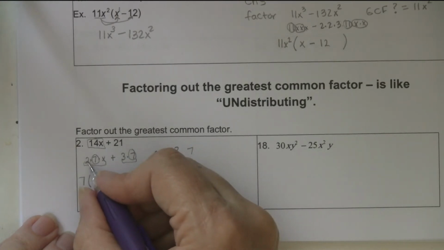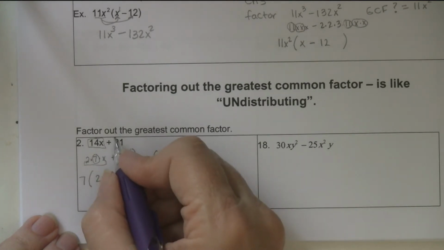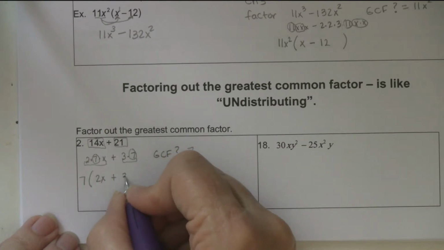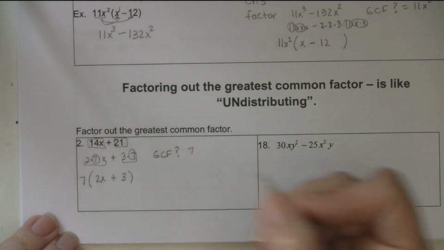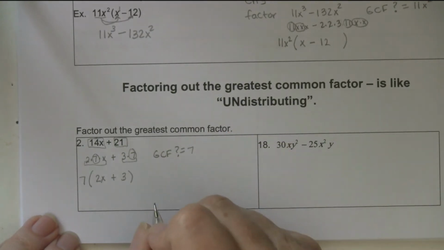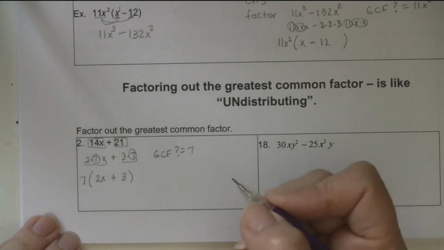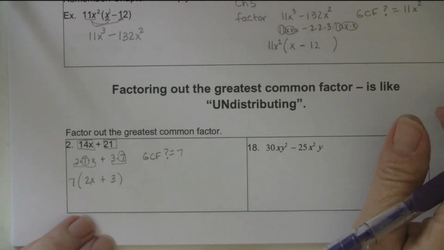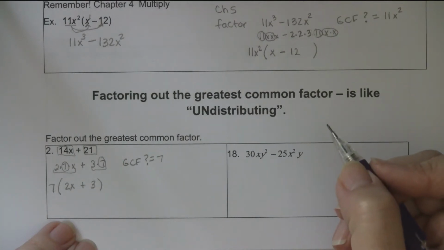And then what's left over? 2x. 7 times 2x is 14x, right? Getting me back where I started. And what's left here? Well, plus 3. 7 times 2x is 14x. 7 times 3 is 21. And that's all they wanted me to do, is find the greatest common factor. It was 7, and pull it off. So factor out the greatest common factor. So the greatest common factor was 7, and I have pulled it off there and put it in the front. I have undistributed it. And of course I can check my answer by multiplying it back together.